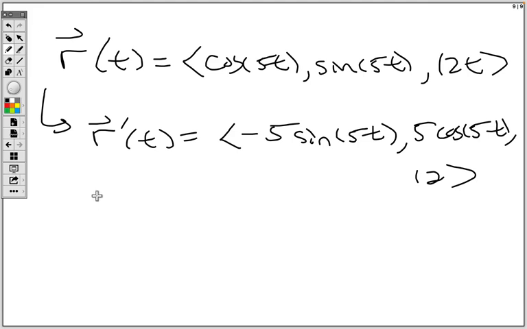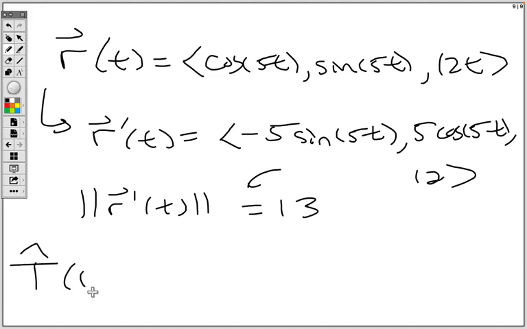Welcome in. And we found the magnitude of the derivative. That was the speed. We found that this ended up being a constant 13. So for our t hat, once again, we just take the derivative, aka the velocity, divided by the magnitude, aka the speed. So we would just take this divided by 13. So we would just divide each component by 13.